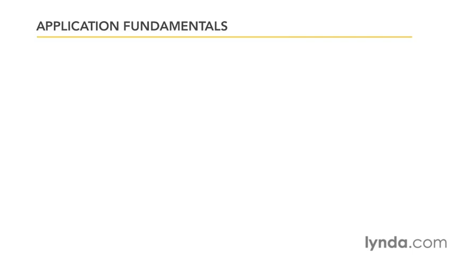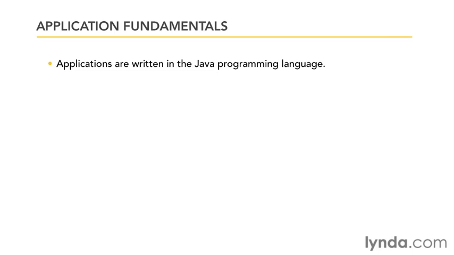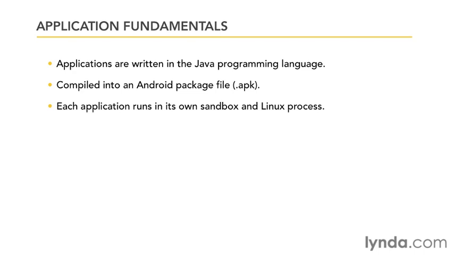So let's look at some application fundamentals. Obviously, Android applications are written in the Java programming language. When you write your application and compile it, you compile it into an Android package file, which is a .apk file. This APK file is the file that you upload to the Android Market or the Amazon App Store in order to distribute to everybody with devices. Each application runs inside of its own sandbox, protected and isolated from other applications, and they also run in their own Linux process.